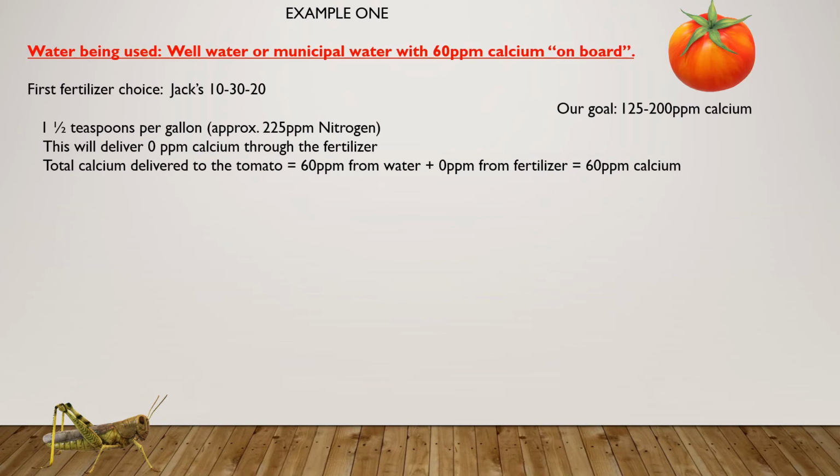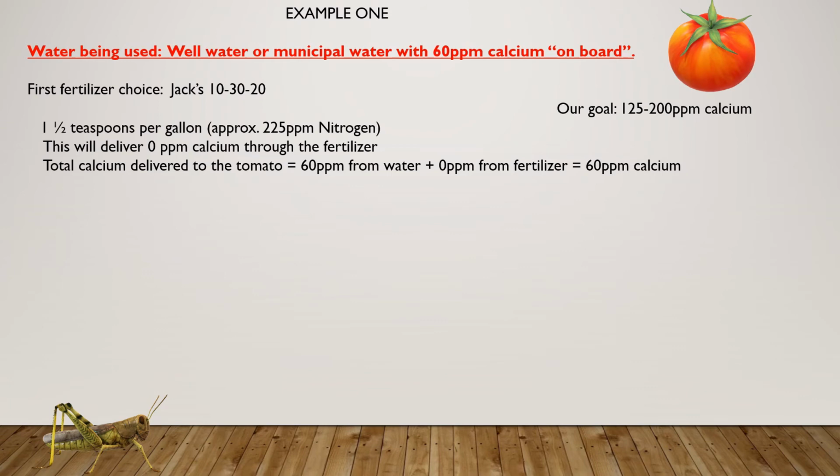First, let's look at a very popular Jack's fertilizer, the Jack's 10-30-20. Again, widely used, wonderful fertilizer. If we mix it at the level of, say, a teaspoon and a half per gallon, which will give us about 225 parts per million of nitrogen, which is the range of nitrogen we'll use on average for most of the plants we'll grow in our gardens or in greenhouses in their mature, active growing stage. But Jack's 10-30-20 contains no onboard calcium.